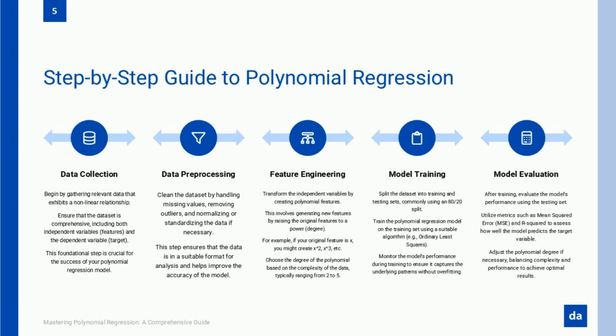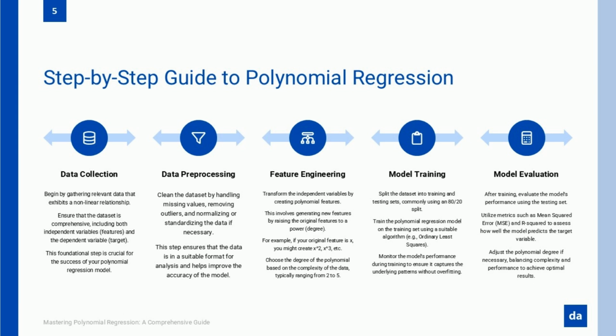Polynomial regression requires transforming the independent variables by creating polynomial features. This means generating new features by raising the original values to a power. For example, if the original feature is x, polynomial regression will create x squared, x cubed, and so on. The choice of degree, 2, 3, 4, etc., determines the complexity of the model. Higher degrees allow for more flexibility, but increase the risk of overfitting.